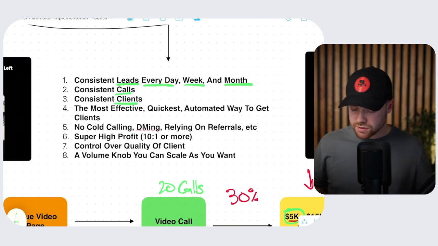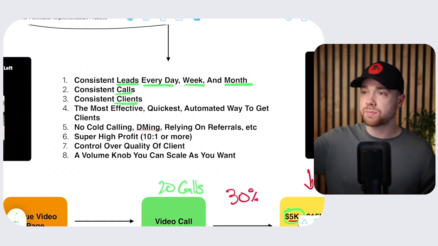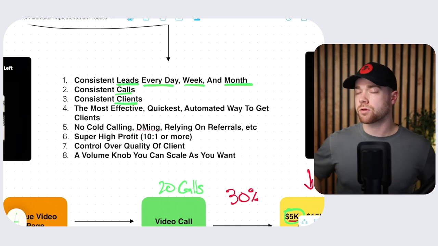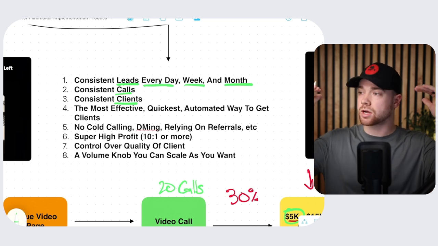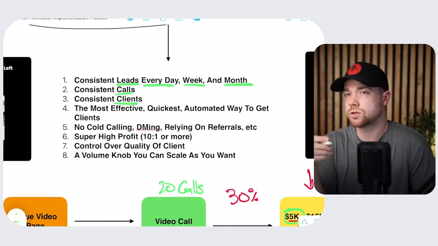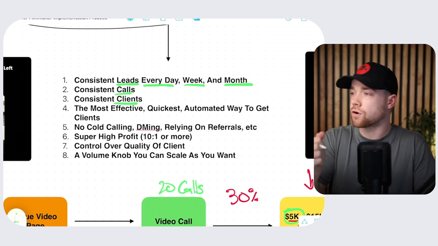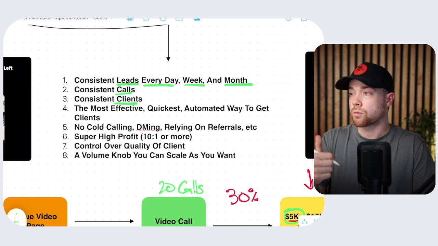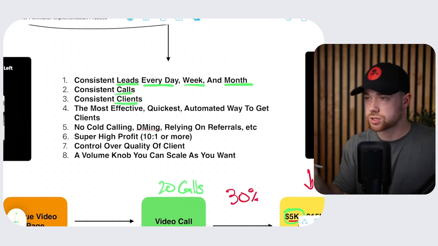And it's the most effective and quickest way that's automated to get more clients, because if I want more leads, I just spend more on ads, as opposed to word of mouth where I have to wait for people to talk about me, which that stuff's great. It's the cherry on top. But with this, I'm able to literally just volume knob up to wherever I want to go. And it's very, very scalable, because it doesn't require more people. It just requires more budget. And I take the money from what I already made, take a percentage of that, put it back into ads, right?